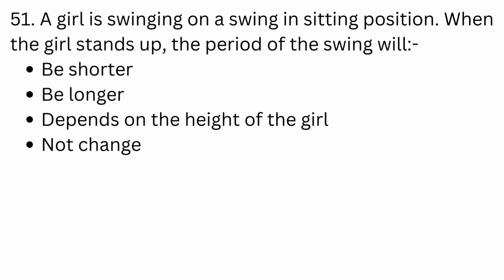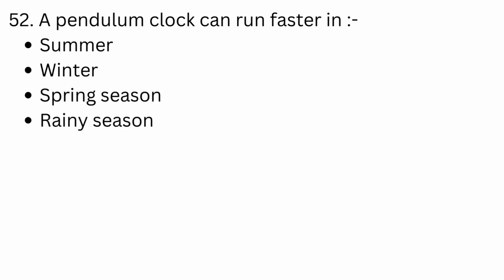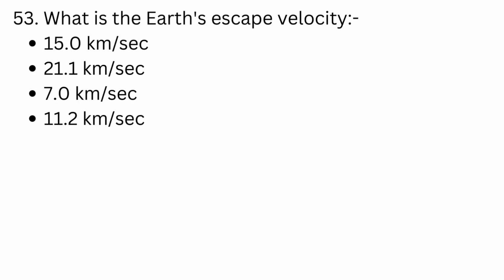Next question is, a girl is swinging on a swing in a sitting position. When the girl stands up, the period of the swing will. Options are be shorter, be longer, depends on the height of the girl, no change. The right answer is be shorter. Next question is, a pendulum clock can run faster in summer season, winter season, spring season, or rainy season. And the right answer is winter season.